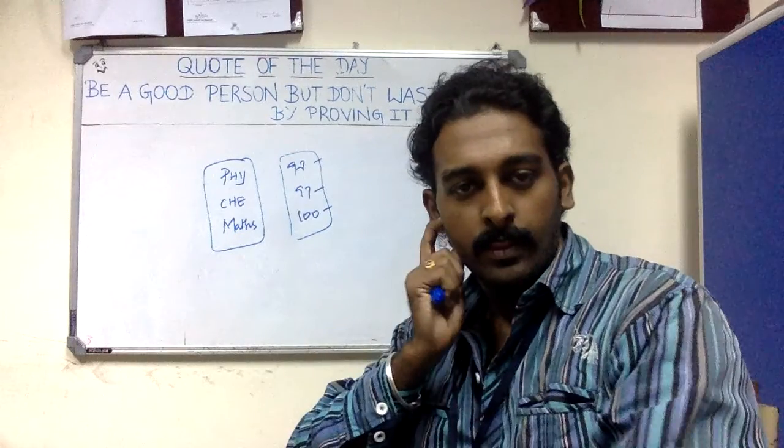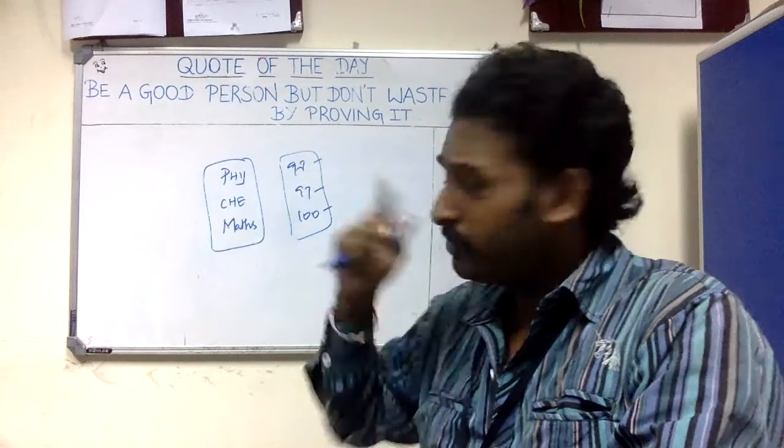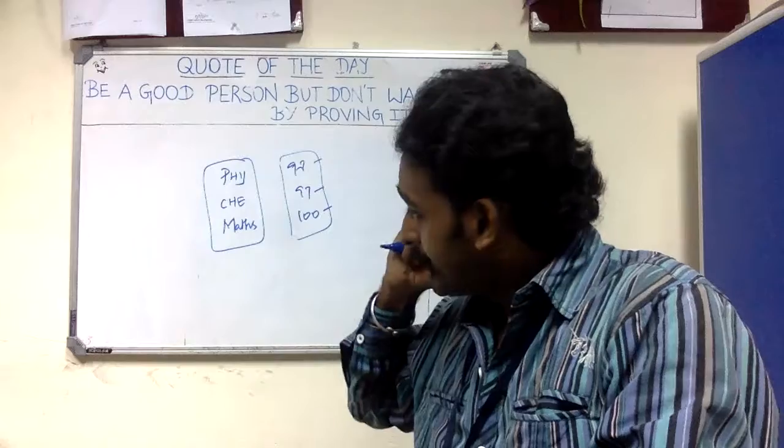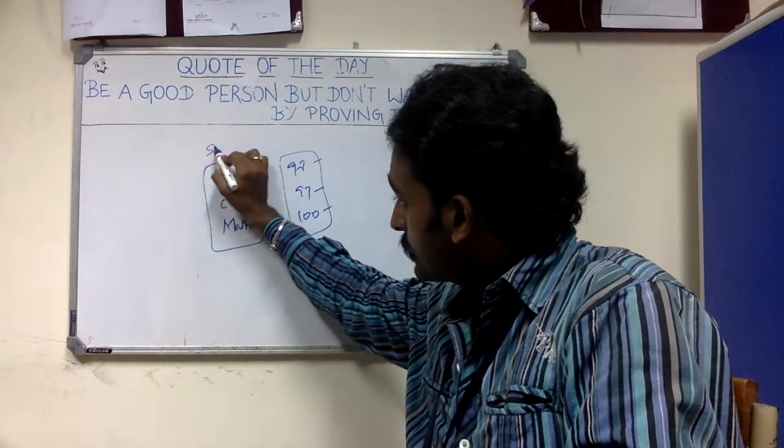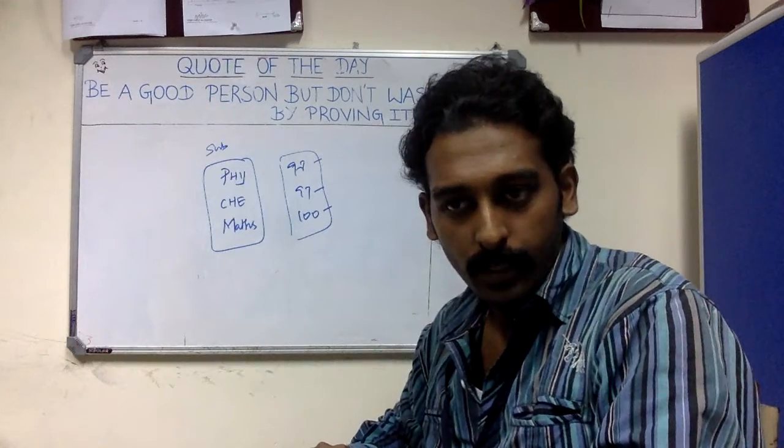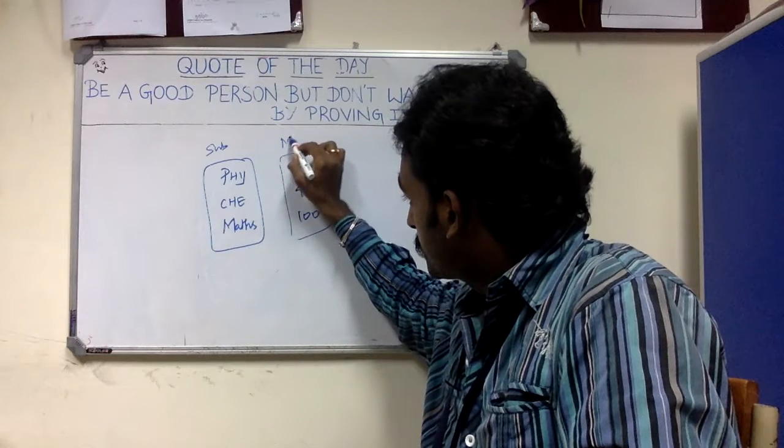So next, what is information? We have data here. The data here is the different subjects and the different marks.